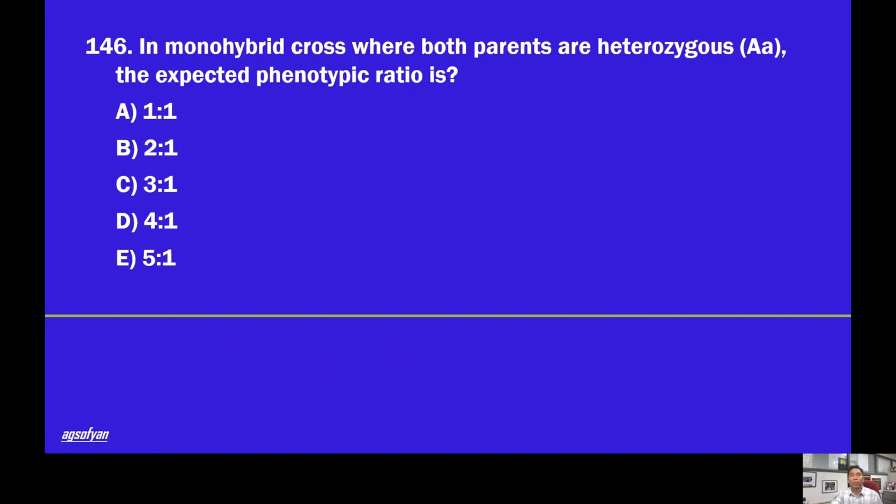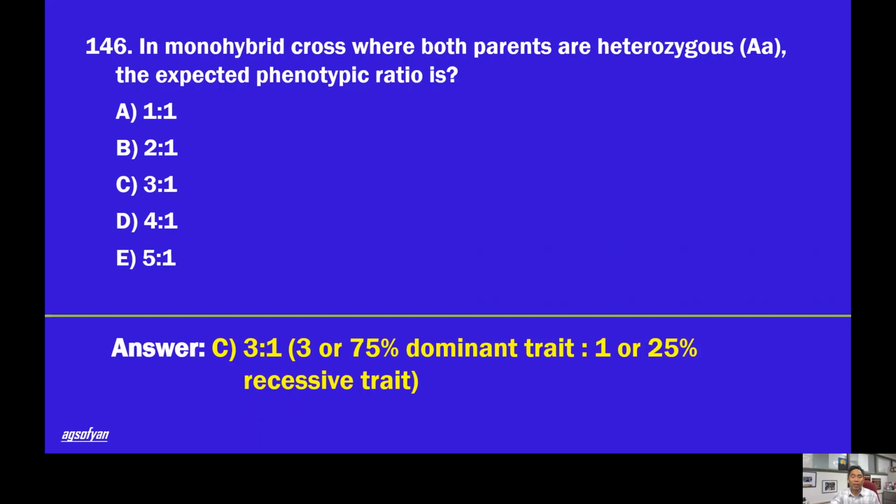146. In a monohybrid cross, where both parents are heterozygous, the expected phenotypic ratio will be 1:1, 2:1, 3:1, 4:1, or 5:1. Choose your answer. Yes, it's going to be 3:1. Okay, 3 dominant characters and 1 recessive trait or character.